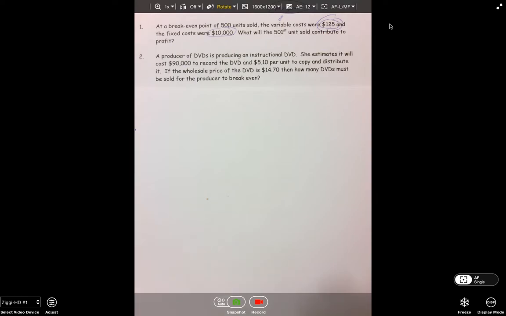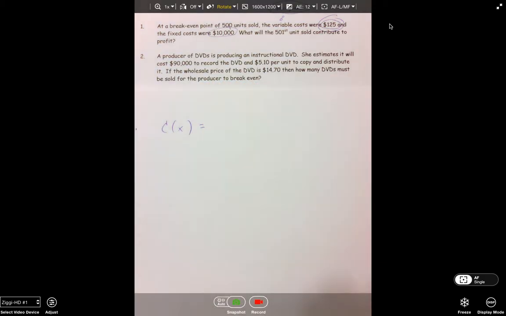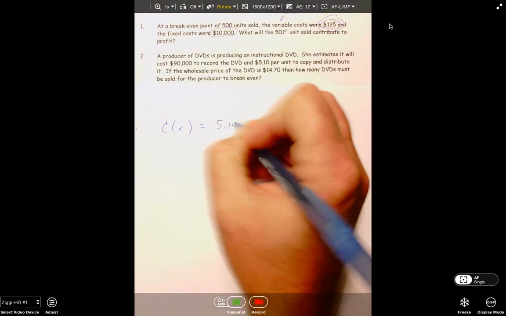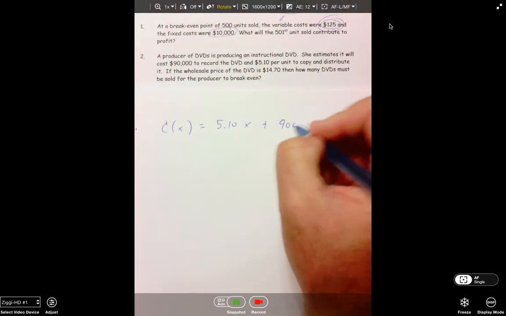So they're going to sell a DVD to someone, and we don't know how much the retailer is going to sell it for, but we know they're going to sell it to them for $14.70. That turns out to be actually irrelevant in this situation. So, gang, this is a really, really easy problem. We know that our cost is going to be 5.10x plus the fixed cost. It cost them $90,000 to get started.